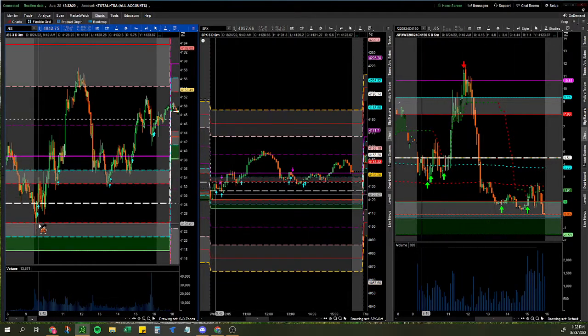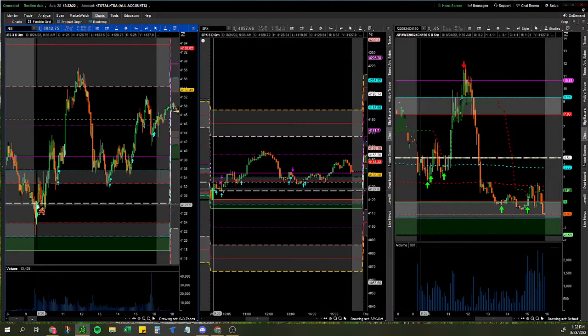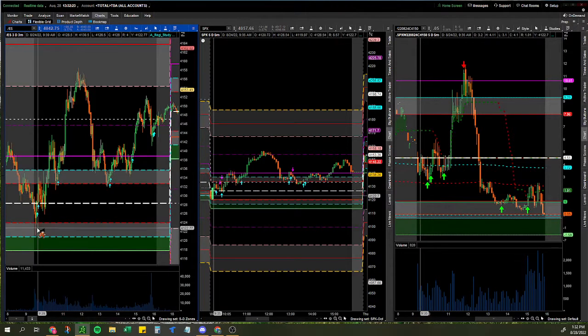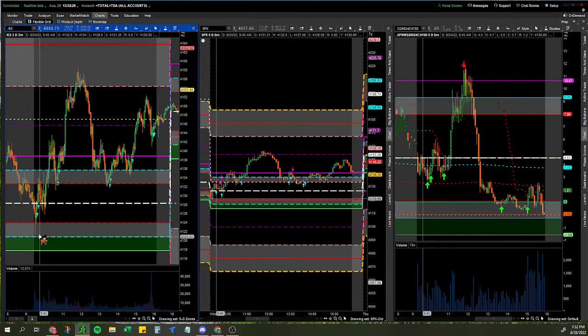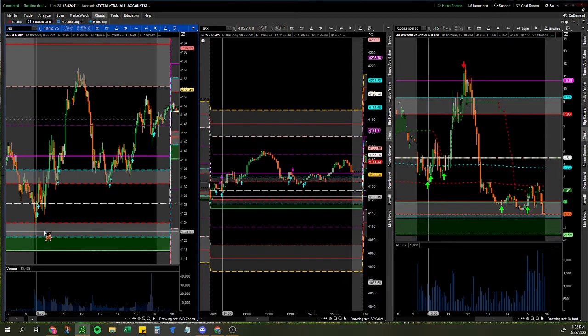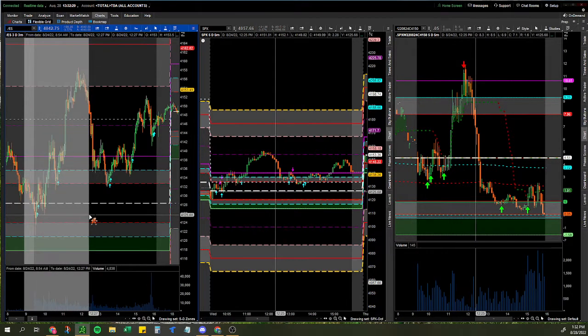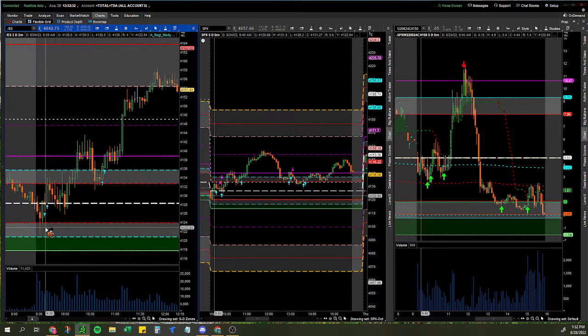So we can see on this day during the cash session, we dipped down, pretty much got to that hash line, not quite, but in fact, I'm going to zoom in a little so we can see these candles a little better.